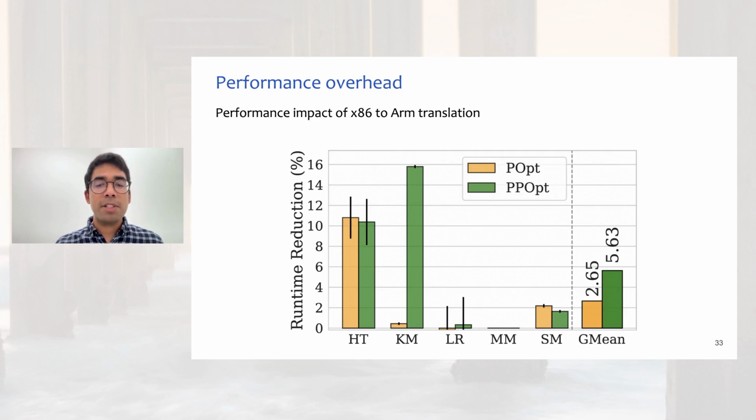The fence optimizations alone reduce runtime by 2.6%, and combined with the IR refinements, we more than double that. In the paper, we also compare the translated code with a native ARM binary. Of course, the native ARM binary is still faster, but we're able to reduce the overhead from almost 3 times down to only around 50%.